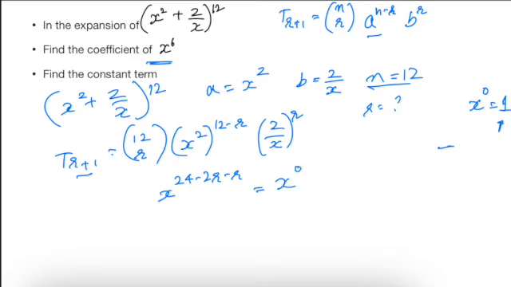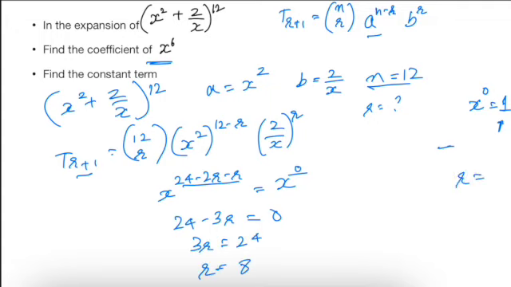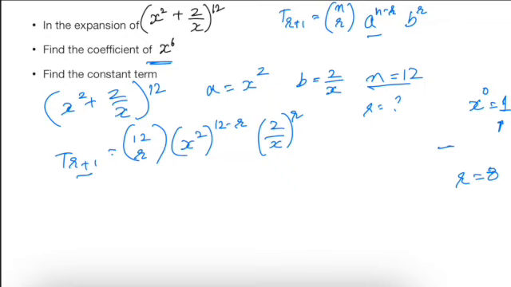So this becomes x to the power 24 minus 3r is equal to 0. I'm just equating these. So 3r is equal to 24 and r is equal to 8. When r is equal to 8, we'll get a constant term. We'll see if that holds true and what is the value. Okay? So T(r+1) is T(8+1). That is the 9th term.